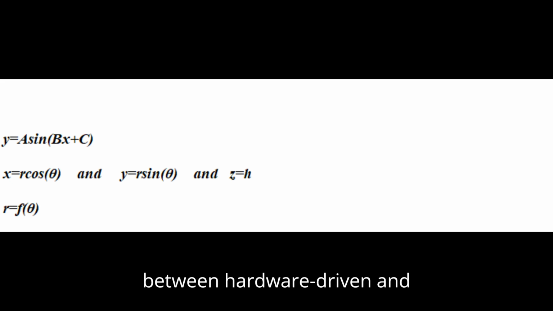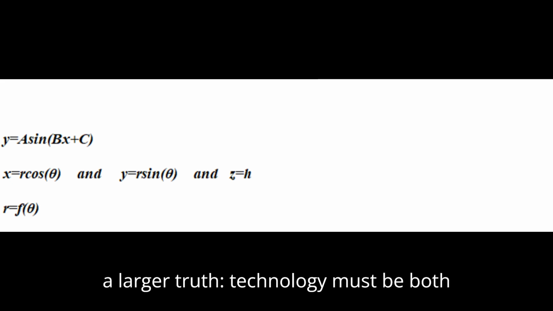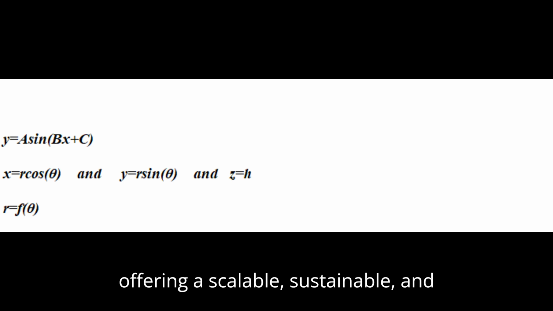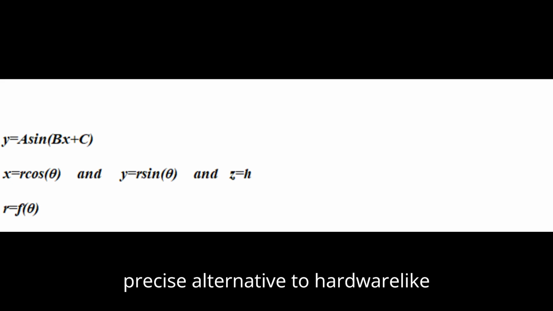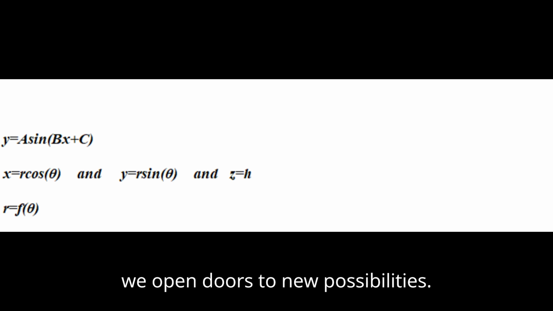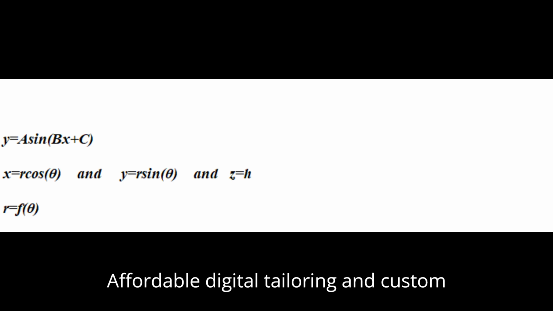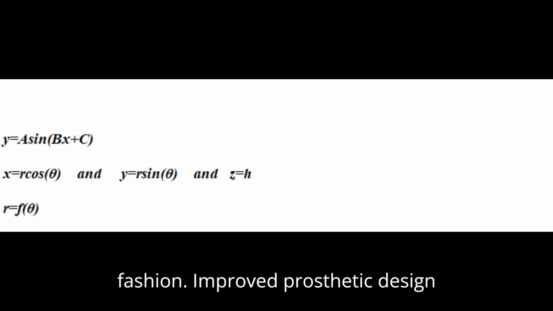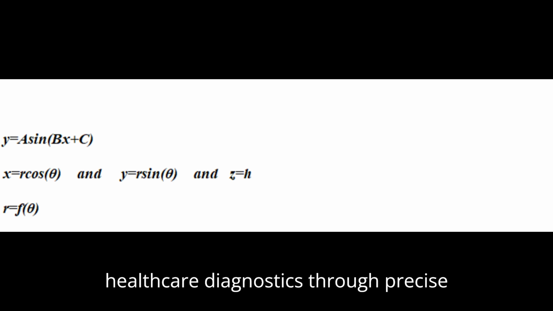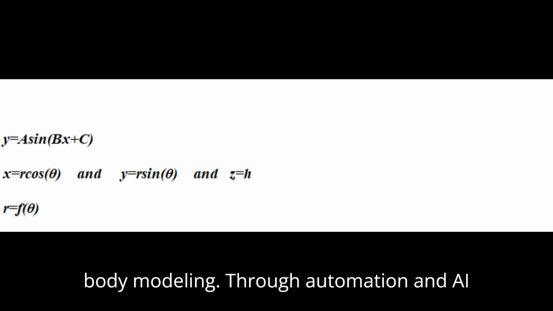Choosing between hardware-driven and software-driven body mapping underscores a larger truth: technology must be both effective and accessible. The mathematical approach not only meets these criteria but exceeds them by offering a scalable, sustainable, and precise alternative to hardware like bodysuits. By embracing mathematics and trigonometry as tools for body mapping, we open doors to new possibilities. Affordable digital tailoring and custom fashion. Improved prosthetic design tailored to individual anatomy. Enhanced healthcare diagnostics through precise body modeling.